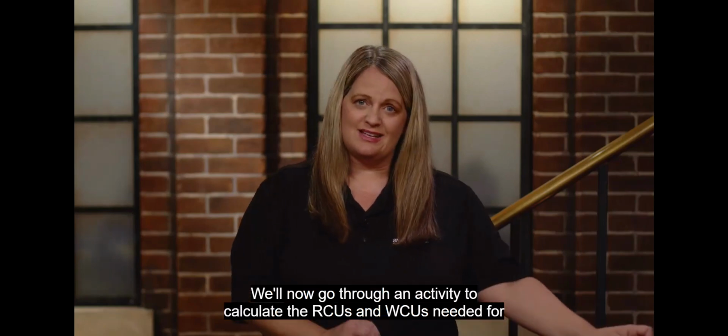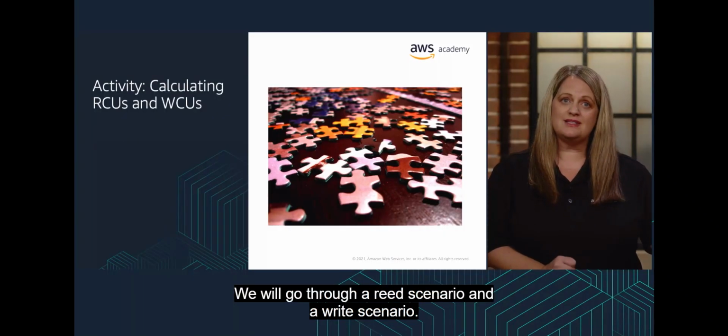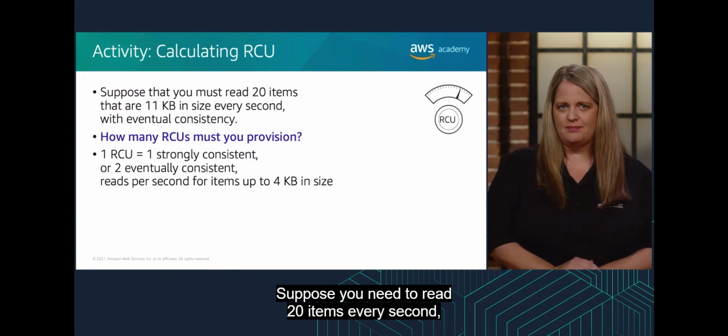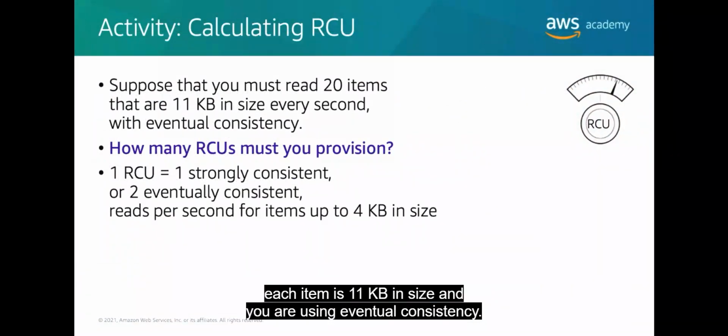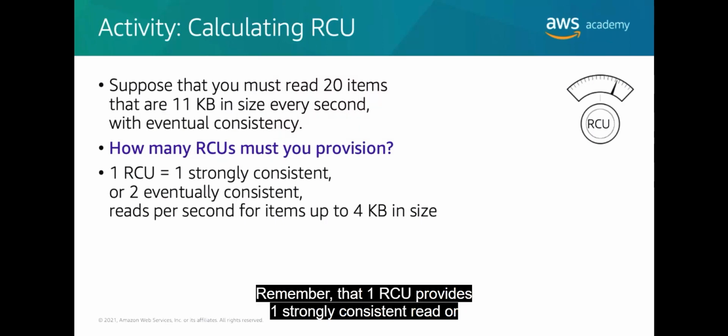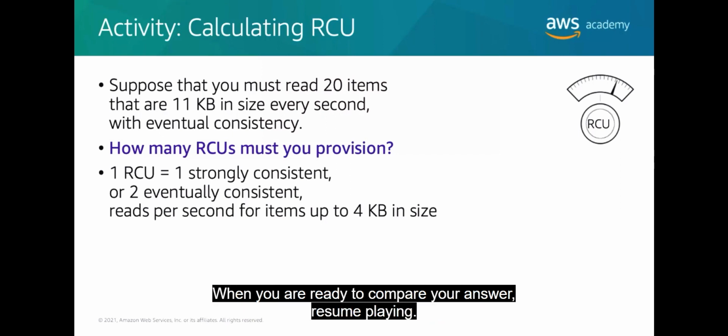We'll now go through an activity to calculate the RCUs and WCUs needed for a workload. We will go through a read scenario and a write scenario. Suppose you need to read 20 items every second. Each item is 11 kilobytes in size, and you are using eventual consistency. How many RCUs must you provision? Remember that one RCU provides one strongly consistent read or 2 eventually consistent reads per second, and each read is limited to 4 kilobytes in size. Pause the video for a minute and see if you can calculate the answer. When you are ready to compare your answer, resume playing.